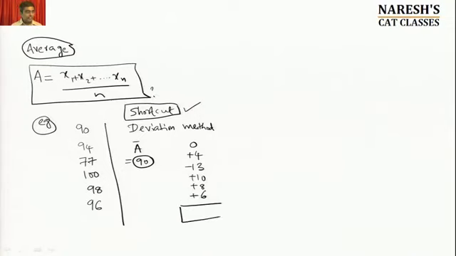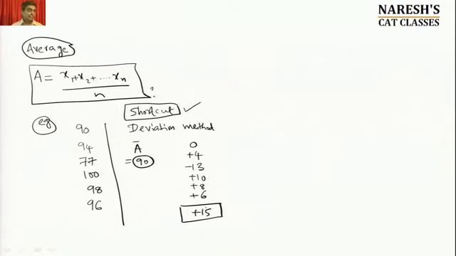This method now makes it very easy. Unlike earlier times, you can do the sum orally, very orally. 0 plus 4, 4. 4 minus 13, minus 9. Minus 9 plus 10, plus 1. Plus 8, plus 9. Plus 6, plus 15. So, overall deviation of these 6 subject scores from the assumed average A bar of 90 is 15.